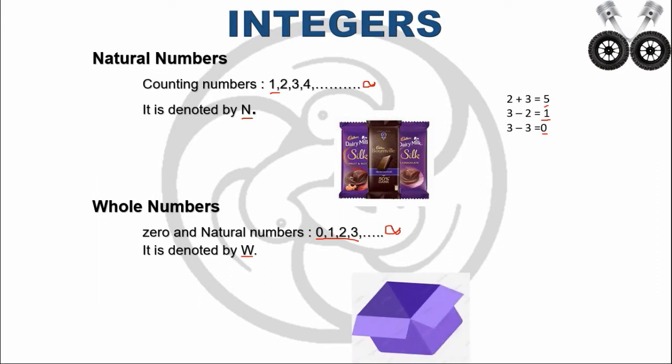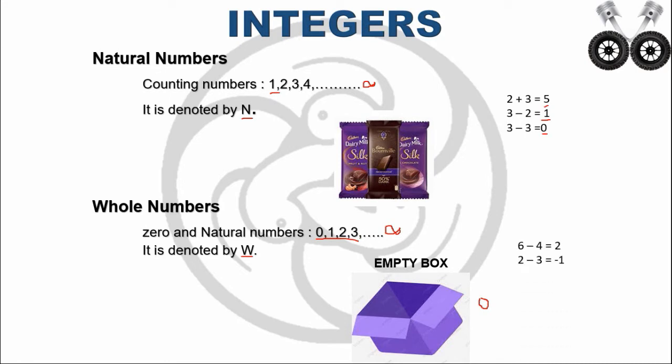For example, if there is a box filled with apples, and you take all the apples from the box, what will happen? The box will be empty. So how can you denote the empty box in a number? That can be denoted as 0. The empty, where there is nothing, is denoted as 0.